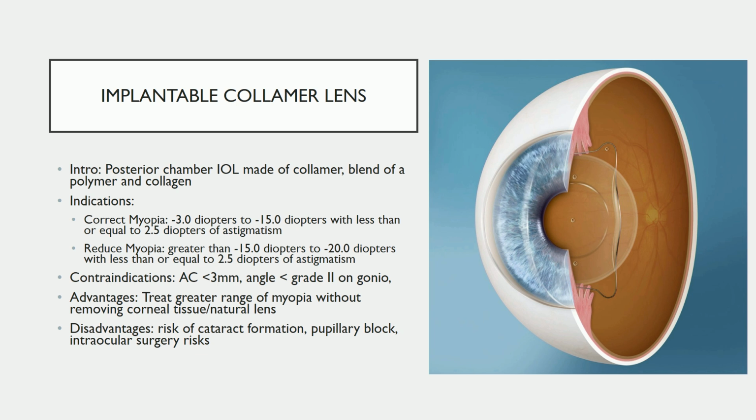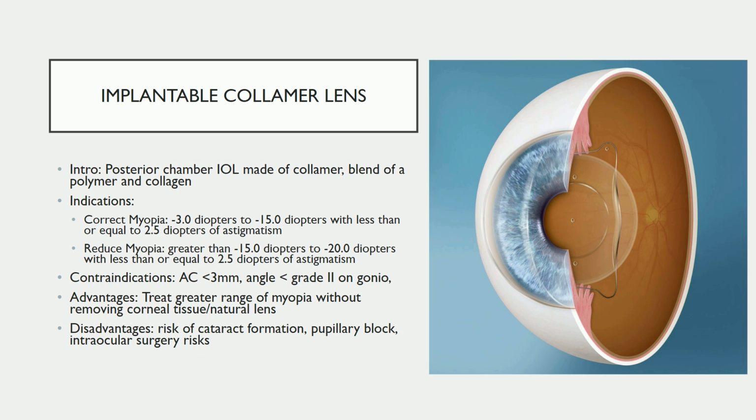So ICL is something that not a lot of people do. However, it is a great tool to have because it allows you to help more people. So an ICL is a posterior chamber IOL. If you can see in the image, it's going behind the iris in front of the natural lens, made up of Collamer, hence the implantable Collamer lens.